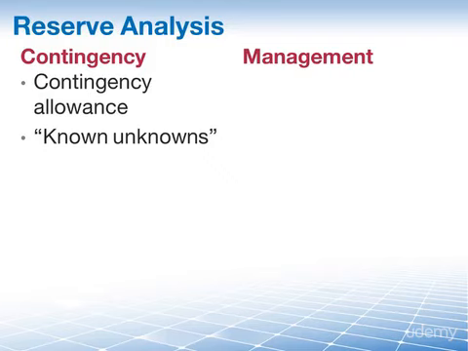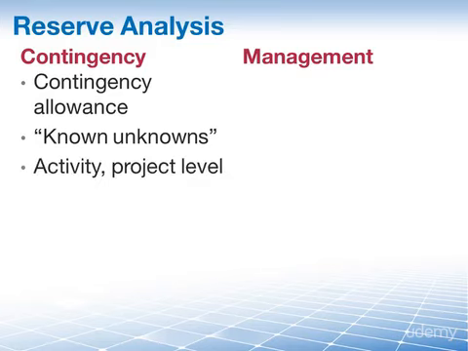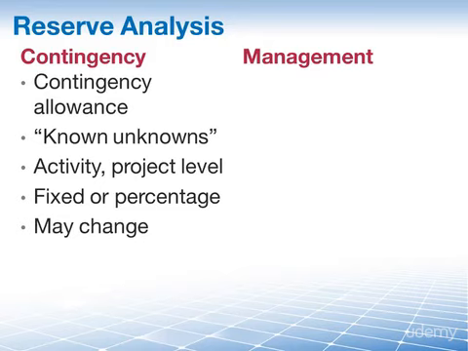So a contingency reserve can be assigned to account for the rework that is required to fix defects in newly developed software. A contingency reserve can be assigned at the activity level or at the project level, or both. It can be a fixed number or a percentage of estimated costs, and the contingency reserve may change, and it is not necessarily static. It can be removed, increased, or used as you go through the project.